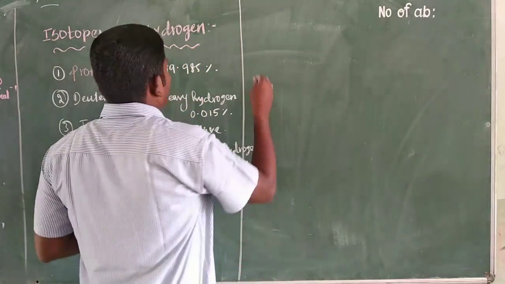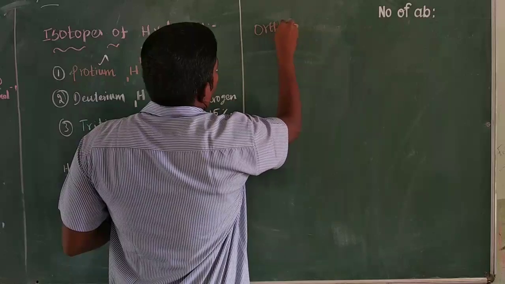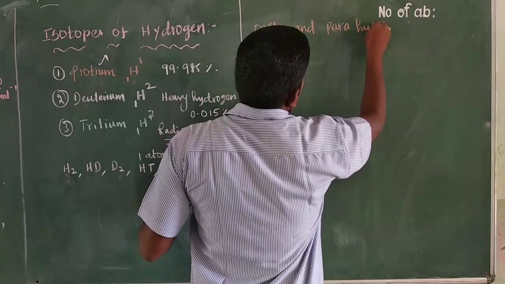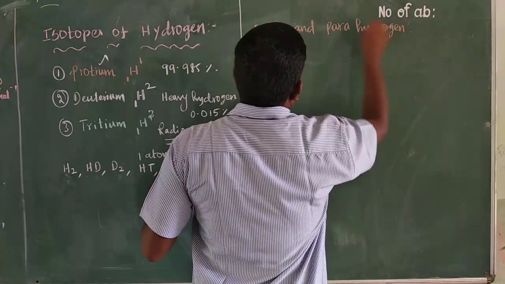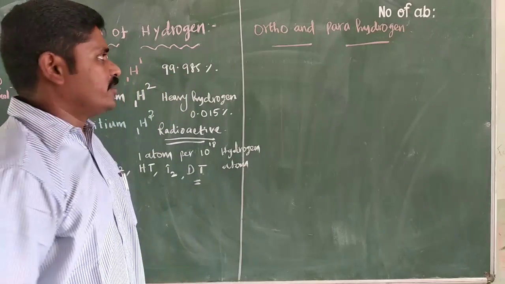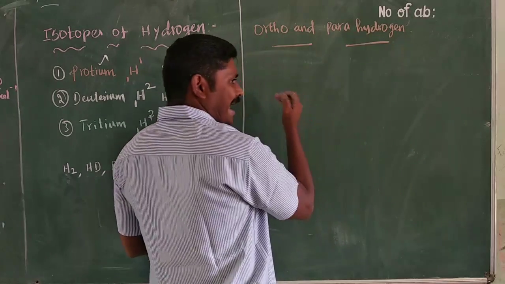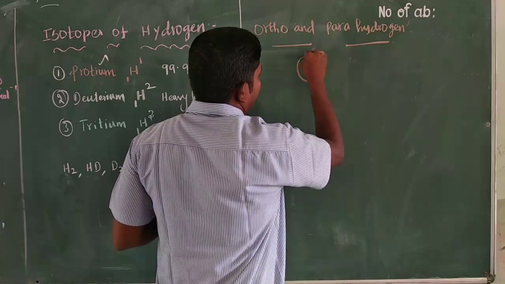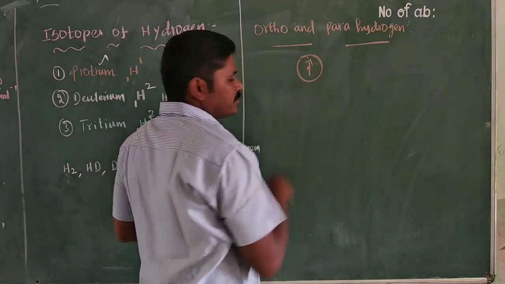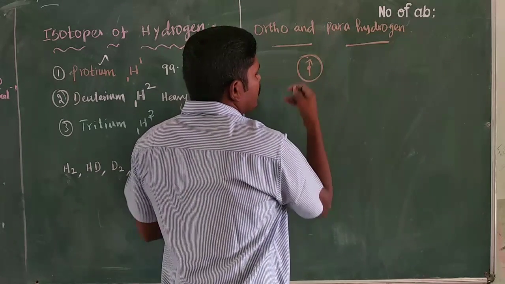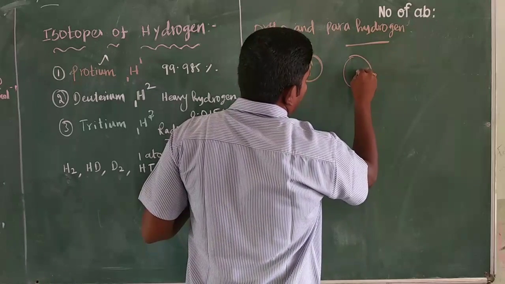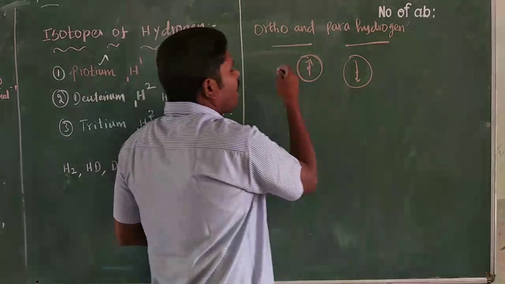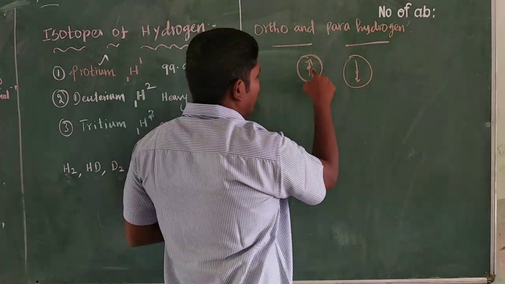Okay students, the next one is ortho and para-H₂. In a hydrogen atom, the nucleus has a spin. One is in the same direction, another one is in the opposite direction.